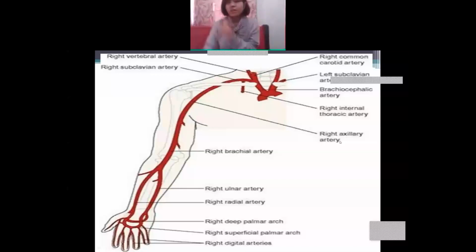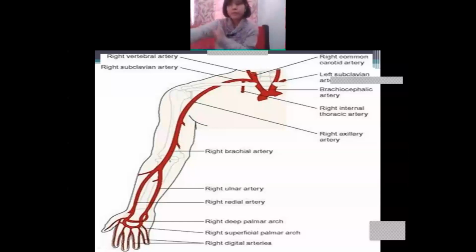So the subclavian artery again they will continue and they will come over here, that is in the right axillary artery, means axilla. It will come in the right axillary artery. After that where it will come, after that it will come in the brachial artery.